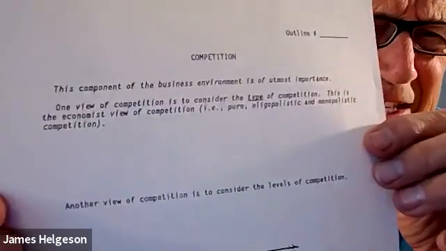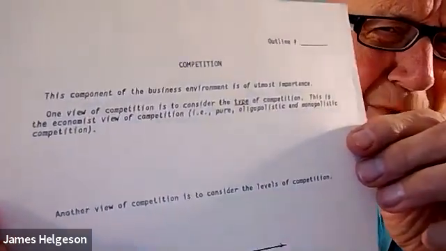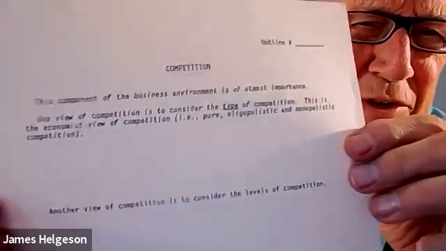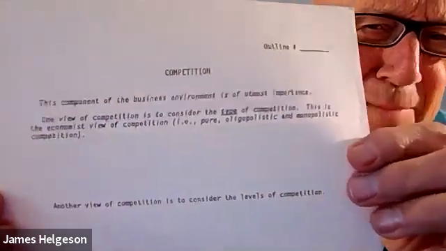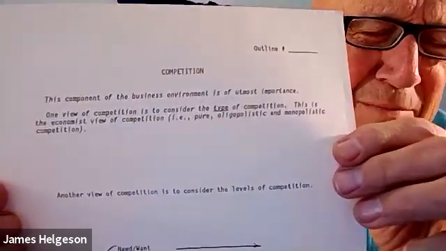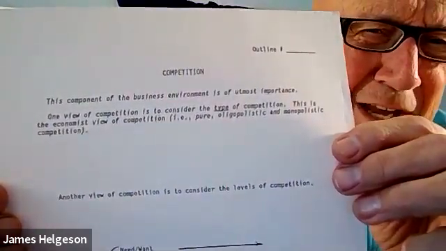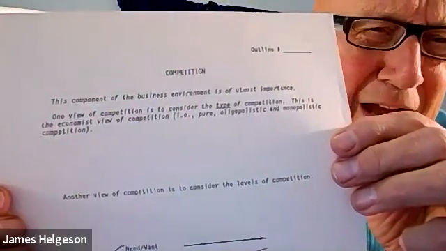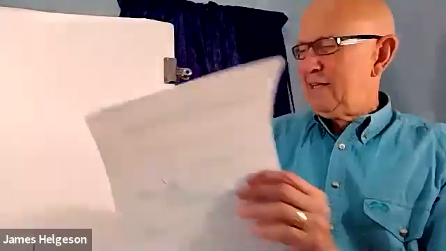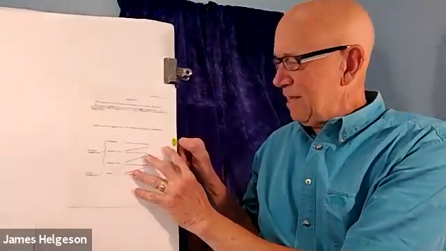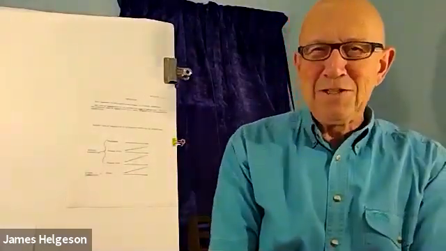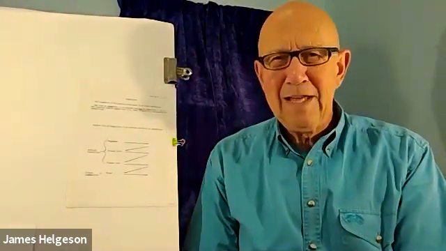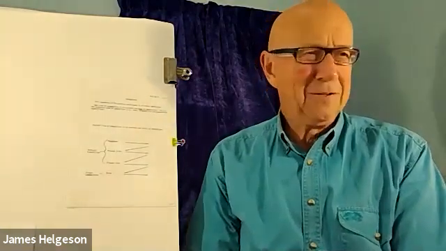Competition. This component of the business environment is of utmost importance. One view of competition to consider is types. This is from an economist perspective: pure competition, monopolistic, oligopoly. You can't read that, but that's to motivate you to get your hands on a copy of that, electronic or physical.